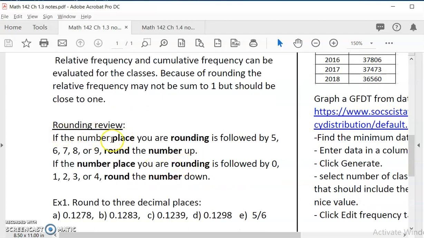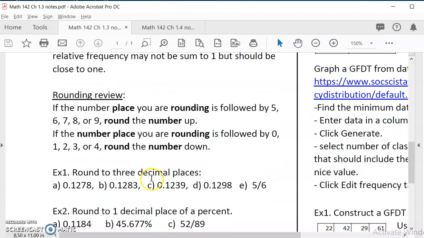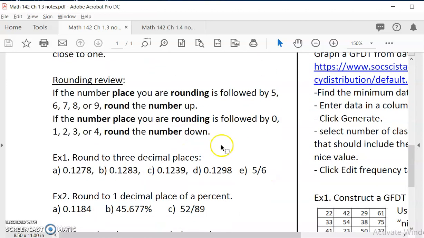So the rounding rule is, if you are rounding to a certain place, you look at one place more, the number that is following that particular place that you're rounding. If it is 5, 6, 7, 8, or 9, you round the number up. If the place you're rounding to is followed by 0, 1, 2, 3, or 4, you round the number down. That means you just drop them.